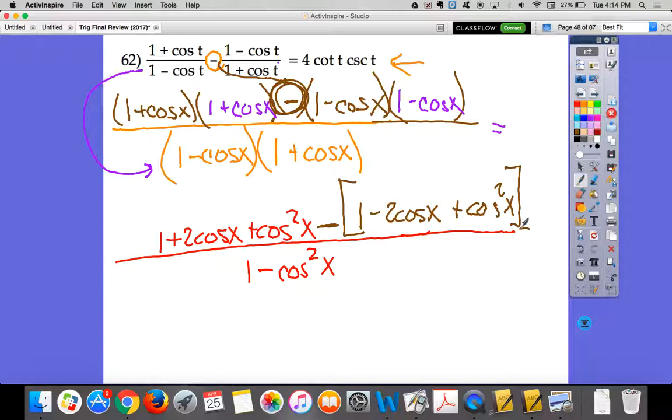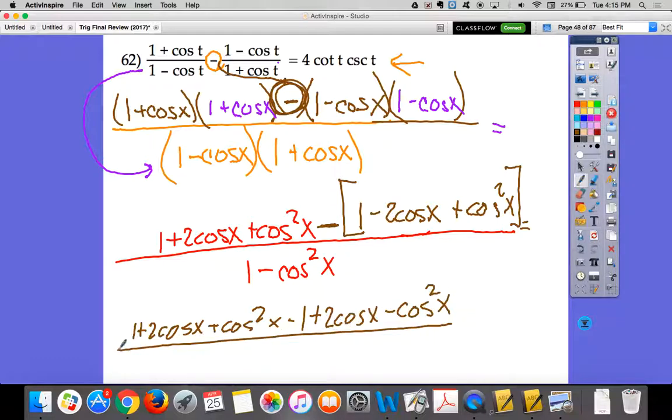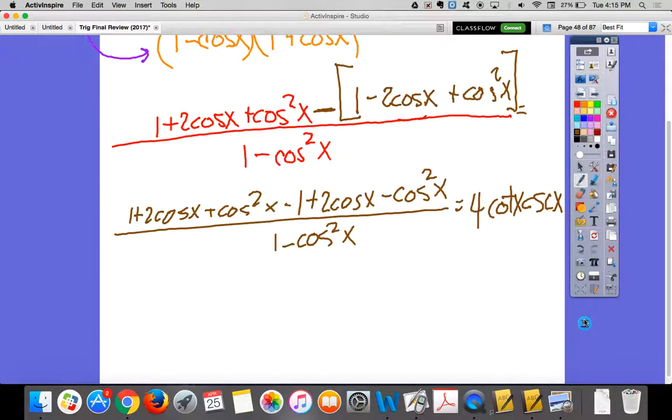Okay? Now, let's do a little bit of distributing. I got 1 plus 2 cosine x plus cosine squared x minus 1 plus 2 cosine x minus cosine squared x all over this lovely little denominator. Okay, now I'm going to go ahead and copy this because we're going to have to scroll, and remember I'm changing to x's. Okay, so let's get some space. We're going to have to expedite this problem.